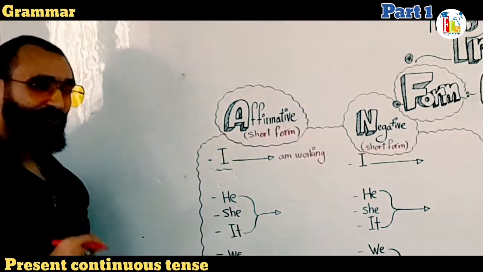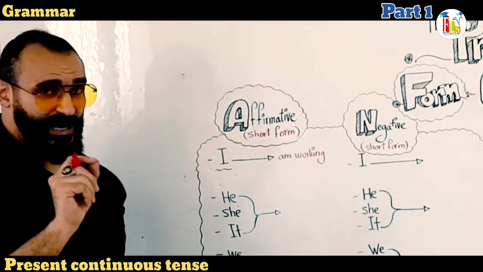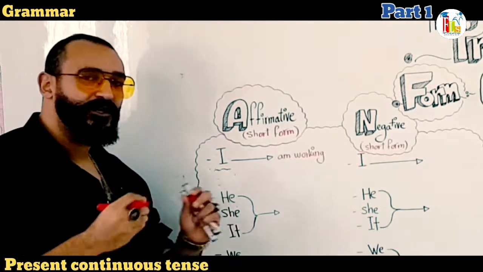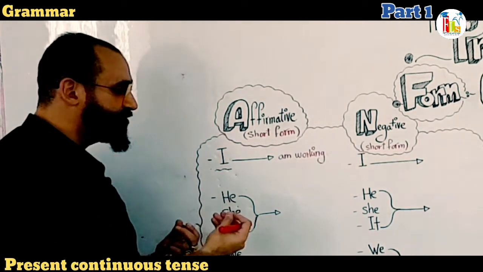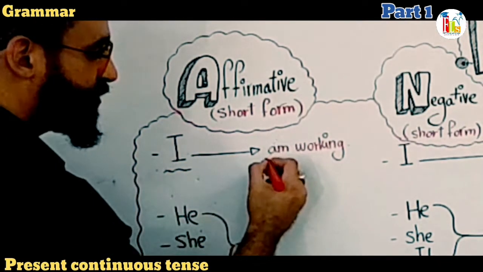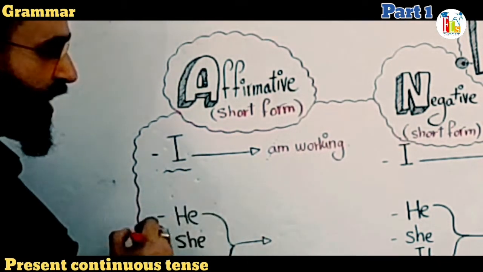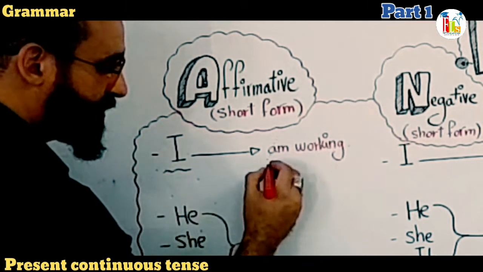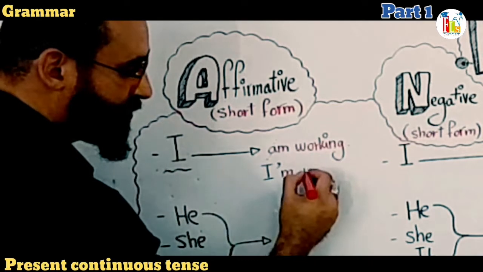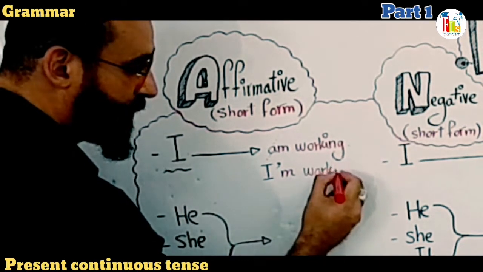So is there any short form I can use more? Yes, there is a contracted form. What's the contraction? It's like a short form. How can I do the contraction? It's very easy and simple. We simply remove the A and we add an apostrophe instead. So it's going to be I'm working.